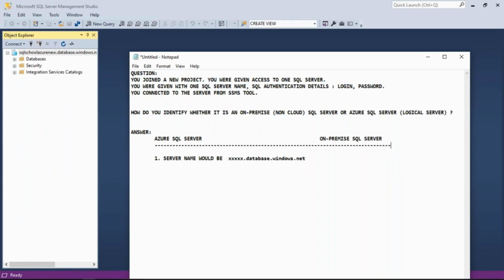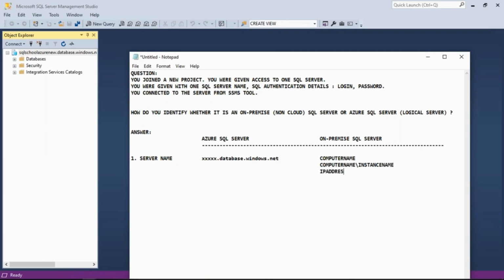I have a small table of differences from a connections perspective and for easy identification. Number one, your server name. It would be in this way for Azure, whereas here it would be computer name, or computer name / instance name, or an IP address instead of computer name.